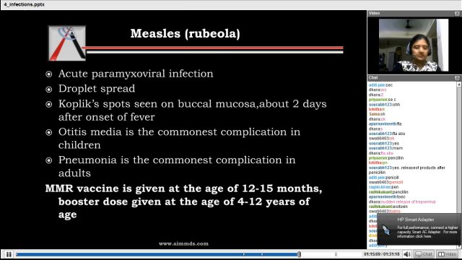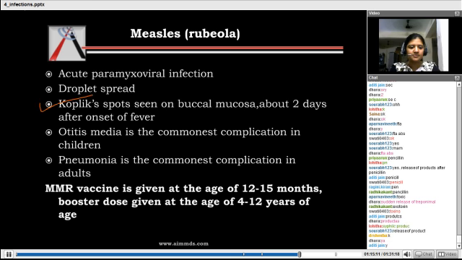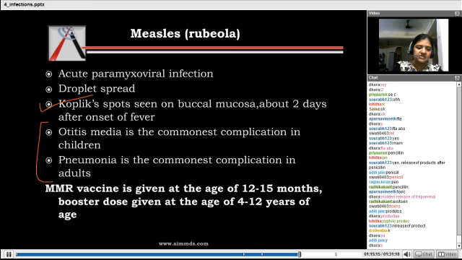Measles, rubella. What do you see here? Koplik spots. Now, this is very important. Extremely important here is, when you have measles, the commonest complication that can happen in children is otitis media. Please make a note of this, very important. But in case of adults, the most common complication that can happen is pneumonia. Vaccine related, you know, 12 to 15 months MMR vaccine, booster at 4 to 12. This also could be asked.